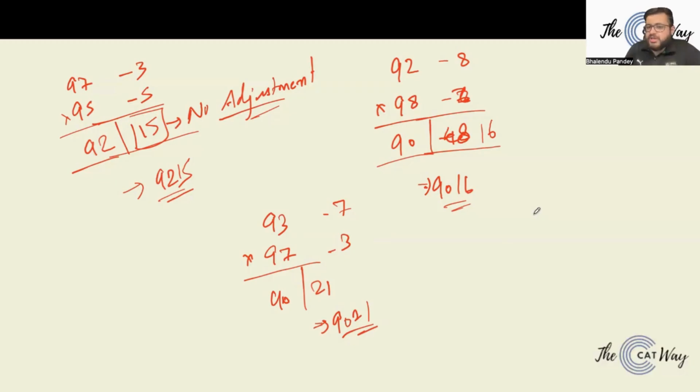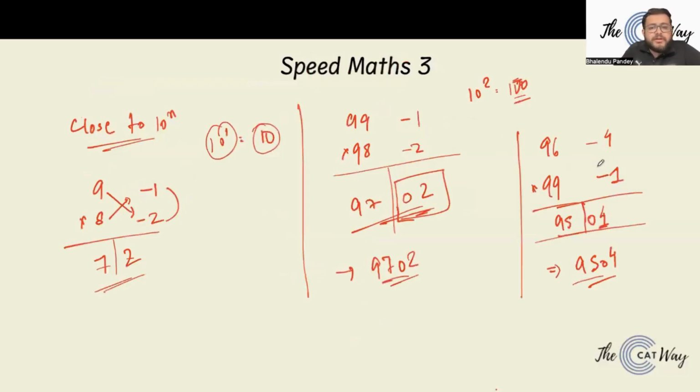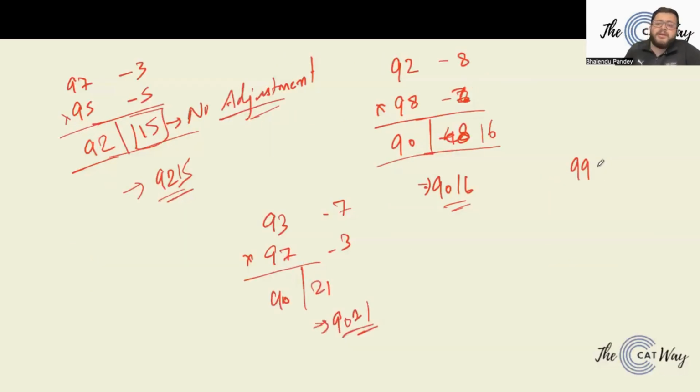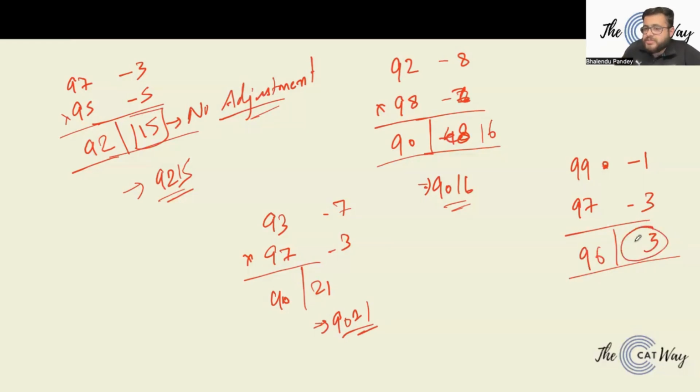ठीक है? एक और question करते हैं. Let's say this time it is 99 multiplied by 97. So this is minus 1. This is minus 3. What do we get? 3 into 1, 3. 99 minus 3, 96. We have a single digit over here, you need to add a 0. Here comes your 0. Your final answer is 9603.